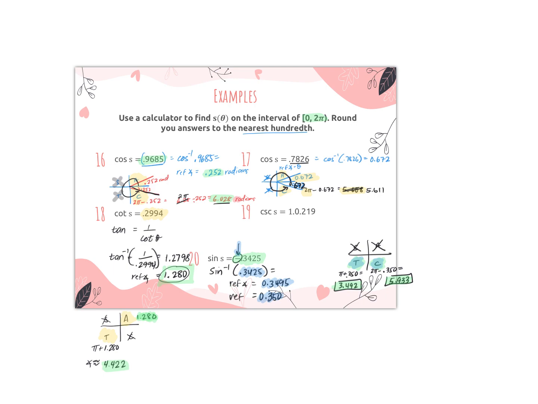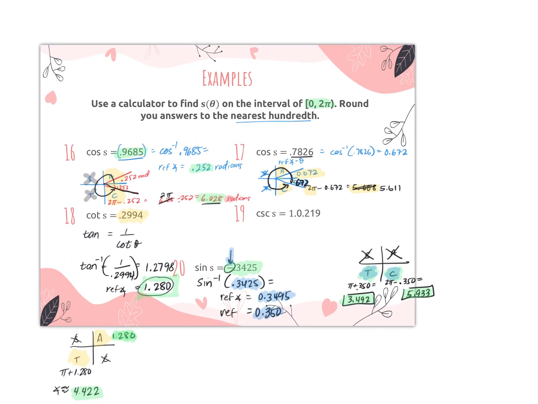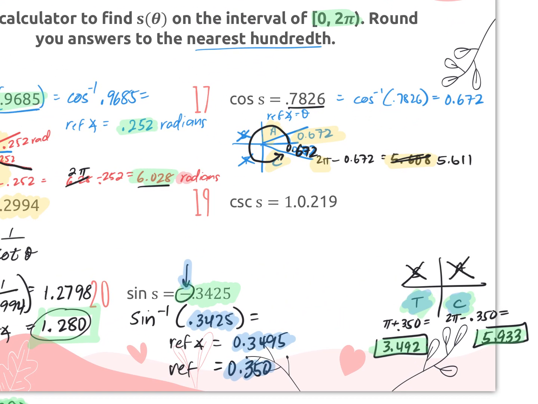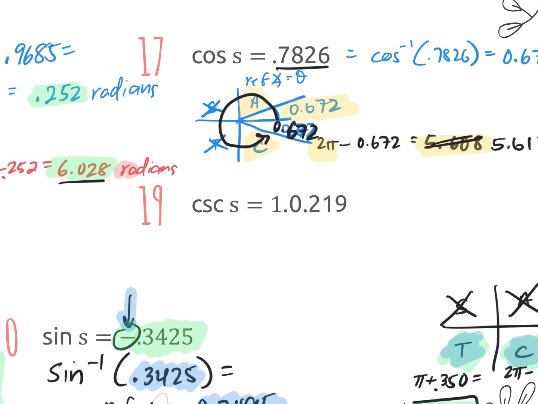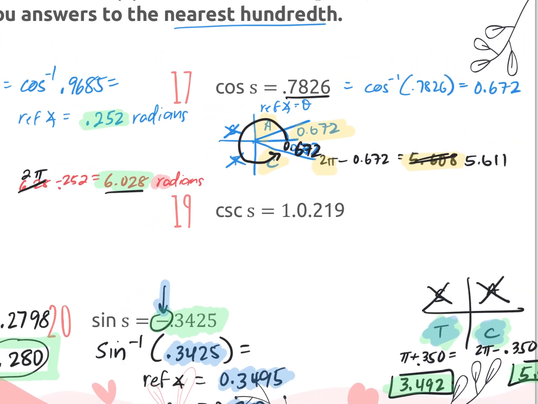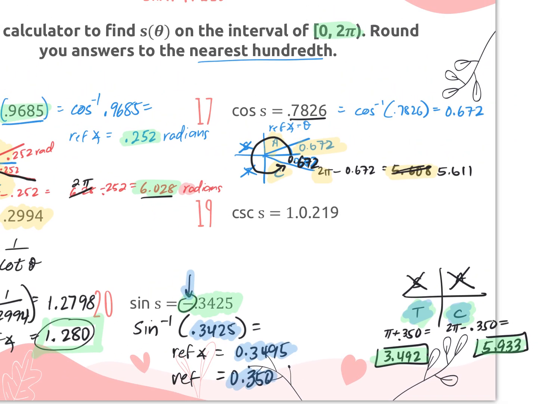Okay? And I think I skipped one here. I believe I skipped number 19. Last one on this slide, I've got the cosecant. And I know there's definitely a problem here, right? I think this is the mistake here. I think it would be 1.0219. Let's try that, okay? So let's get rid of that other one.